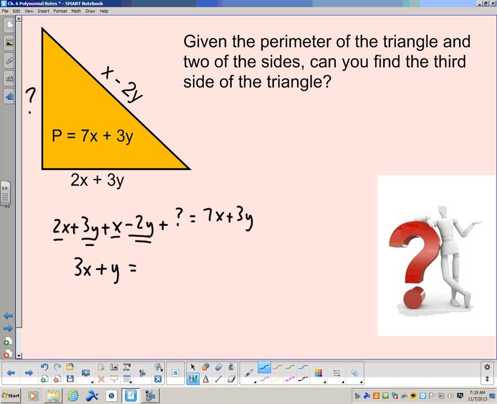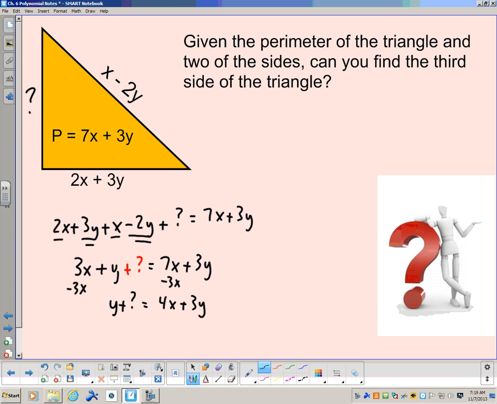And then I have plus question mark still. We don't know what that side there is, and it's equaling 7x plus 3y. Still trying to solve for that question mark on the other side. So I'm going to bring all my terms on the left-hand side over on the right-hand side. So I'm going to subtract 3x, I get y plus question mark equals 4x plus 3y.